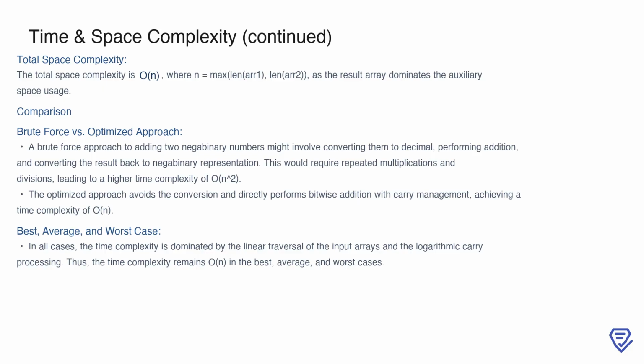Now, let's compare this optimized approach to a brute force method. A naive approach might involve converting the input arrays from Negabinary to decimal, performing addition, and then converting the result back to Negabinary. This process would require repeated multiplications and divisions, leading to a time complexity of O(n squared). In contrast, the optimized approach avoids this conversion and performs direct bitwise addition with carry handling, achieving a much more efficient O(n) time complexity. Moreover, the optimized approach maintains its efficiency across best, average, and worst cases, as the dominant operations remain the linear traversal of the arrays and the logarithmic carry processing.